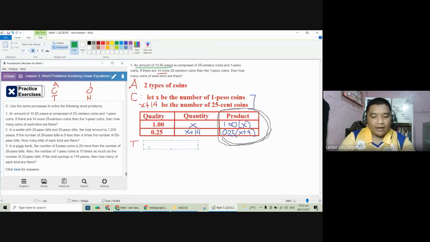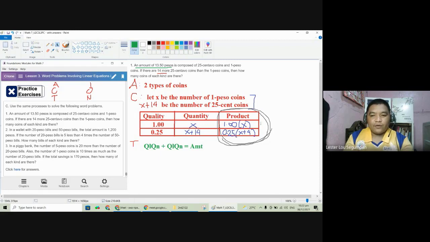We are going to have here the quality times quantity of the first type of coin, plus another quality times quantity. By the way, I'm just using symbols. So you will have here the total amount. That is also a reason why I didn't place amount here earlier. So we are going to use the product for each.